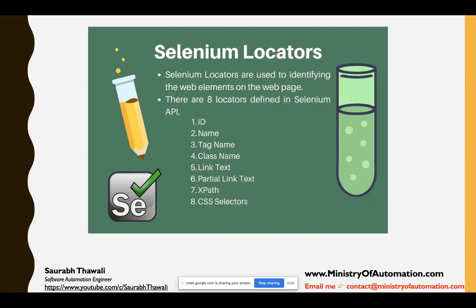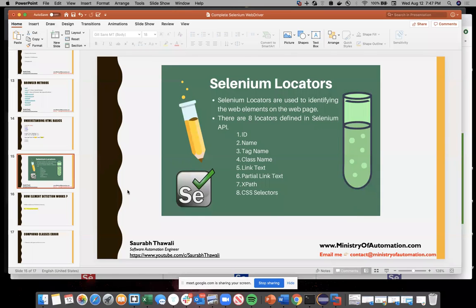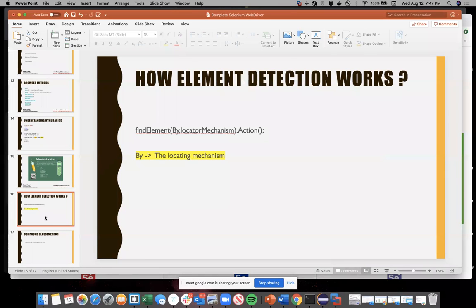So Selenium locators are used to identify a web element on a web page. There are 8 locators defined in the Selenium API. There may be some more coming in future if needed, but these are the currently available locators. Now let's start with ID, and try to understand how element detection works.